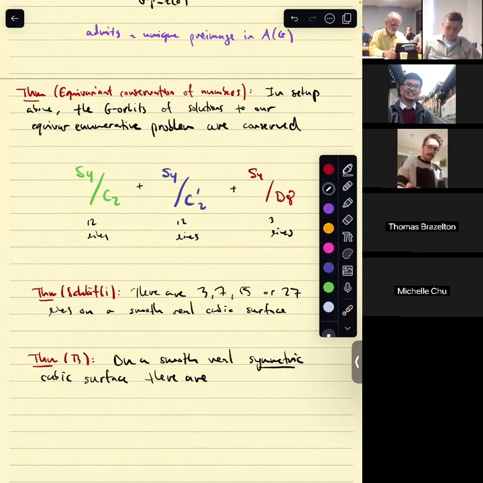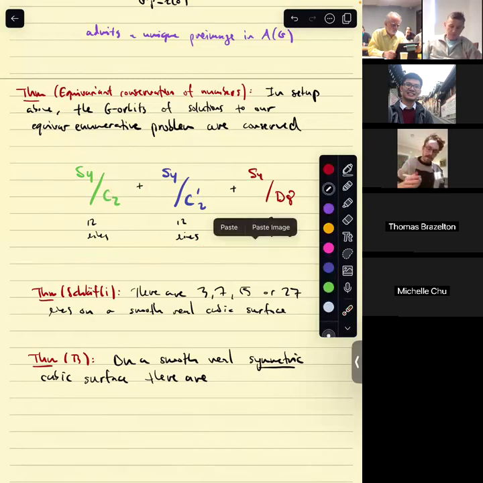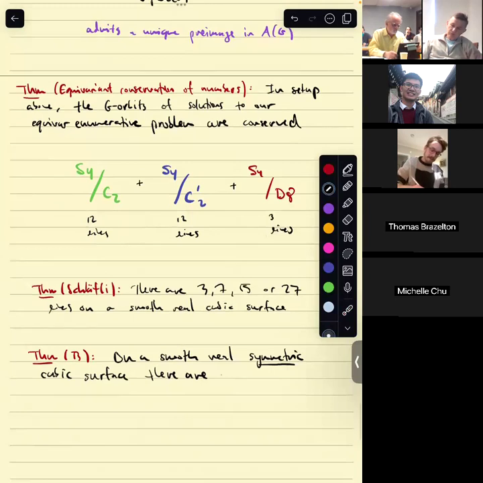And something even more is true. I had this distinction of real lines, where I had hyperbolic ones and elliptic lines. It turns out that that statement is also conserved. So maybe all 12 of these are hyperbolic, all 12 are elliptic, something like that. And when I look at that possibility as well, I can actually rule out the possibility of 15 lines on cubic surfaces.